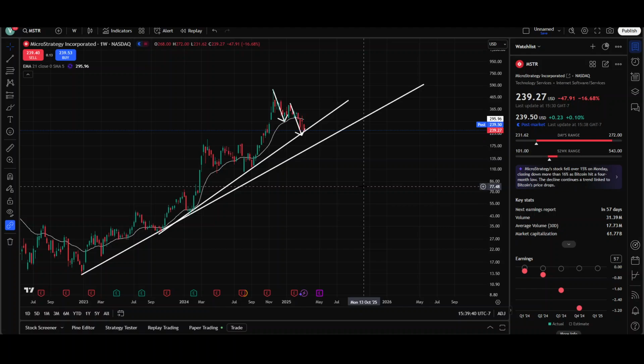Has anything really fundamentally changed about the company? Not necessarily. I don't see anything different about the company than what it was back over here just a few months ago, several months ago, back here in November.